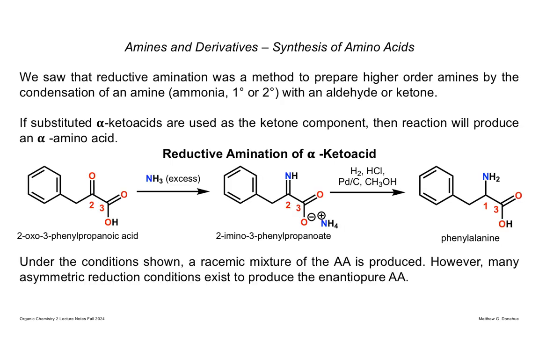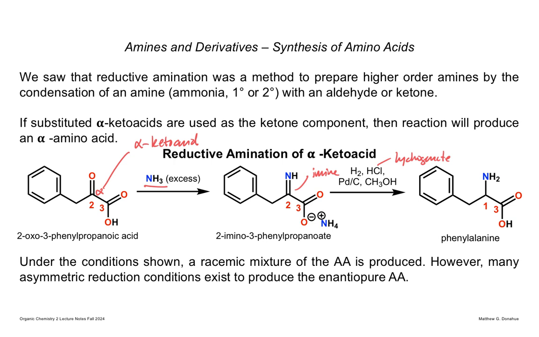So the first one is reductive amination. And that's where you're starting with an alpha keto acid, where the alpha carbon to the acid is a ketone at oxidation state 2. When you condense with ammonia, that makes an imine. And then you can hydrogenate that with H2 to reduce the imine.